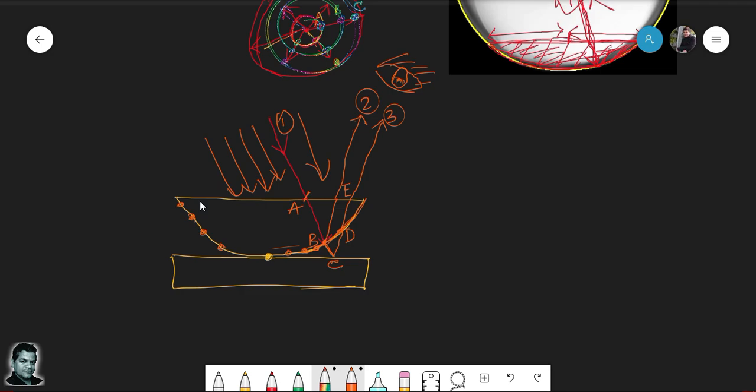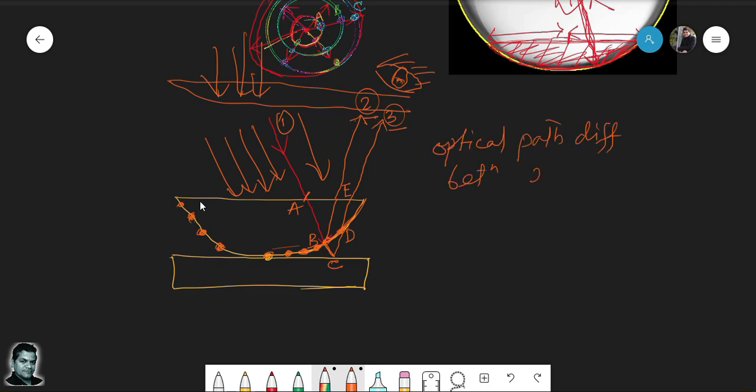And when you look from the top, from this side, you would see that there are places where bright fringes are formed and places where dark fringes are formed. So to understand where dark fringes and bright fringes would form, we have to look at ray 2 and ray 3, which are the interfering rays. We have to find out the optical path difference between ray 2 and 3.